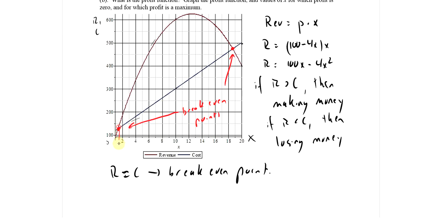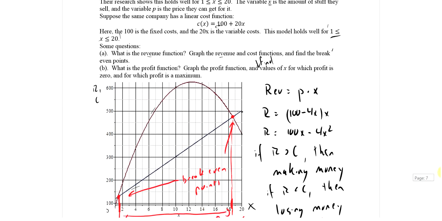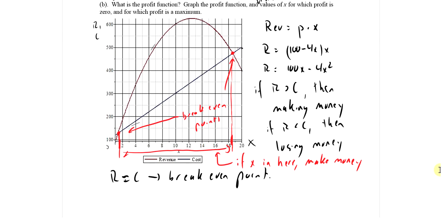And so what does that tell me? If these are the corresponding x values, well, as long as x is between here and here, then you're making money. And that's one of the reasons why I want to know what the break-even points are. In between the break-even points for this particular model, I'm actually making money. My revenue is above my costs. So what are the break-even points? Well, we can actually find that now because we know what the revenue function is and we know what the cost function is.